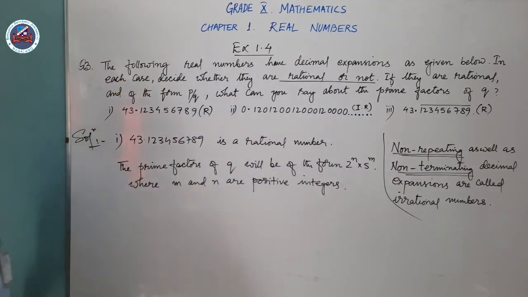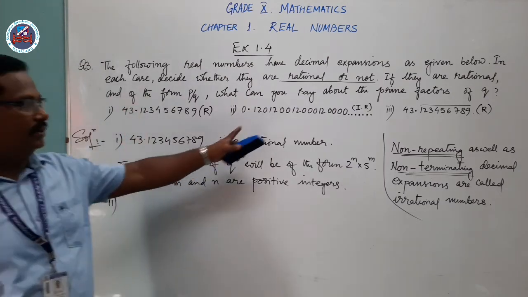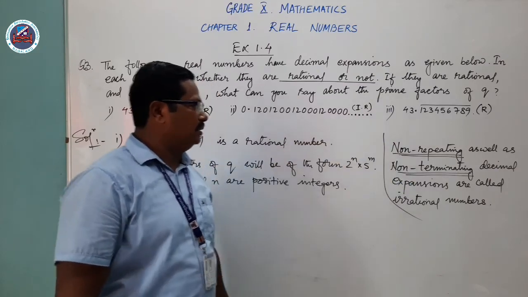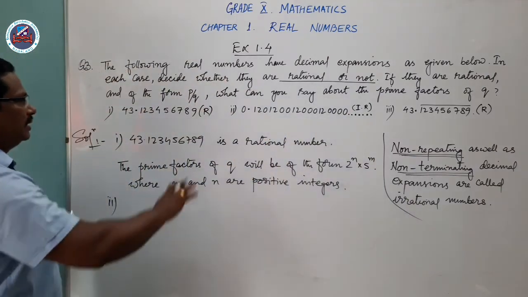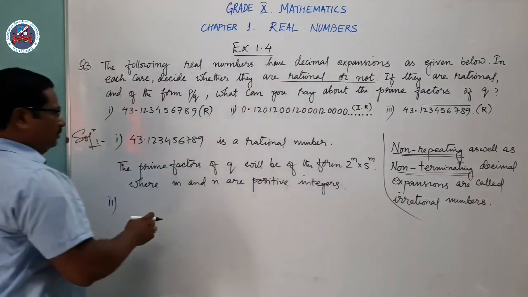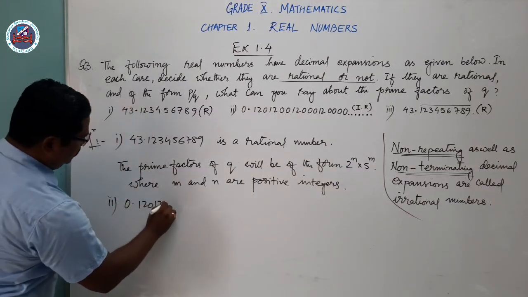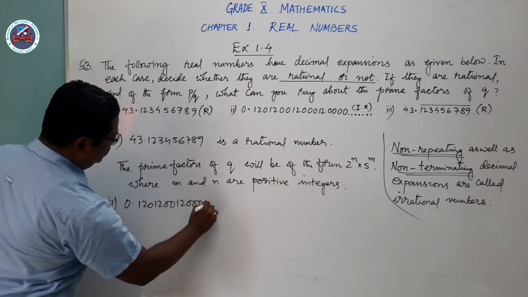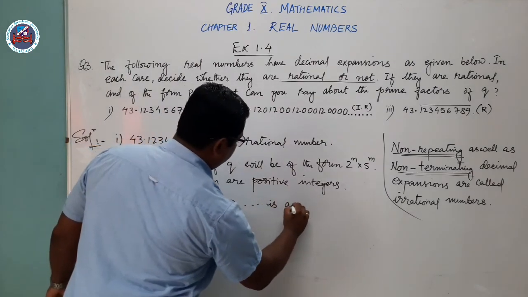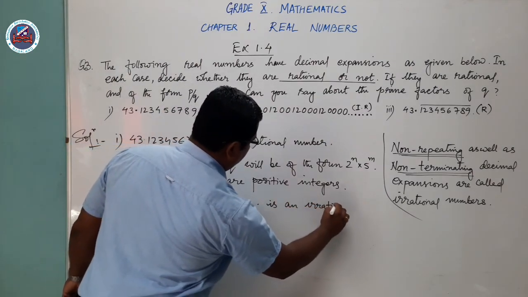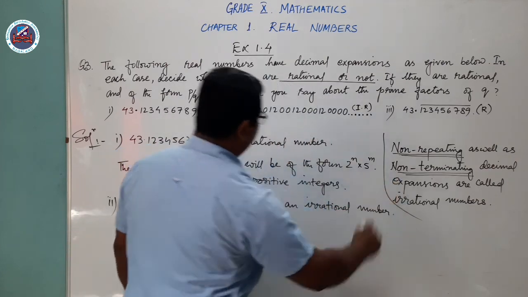Now the second one. When you do number 2, directly you can say that we have already detected that it is an irrational number. It is non-repeating as well as non-terminating. So nothing you can say about the prime factors of q there. Now you will say that 0.12001200012000000 is an irrational number. Like this you will do.